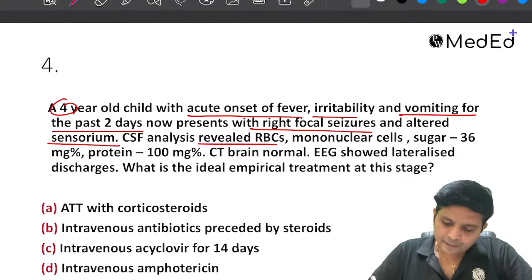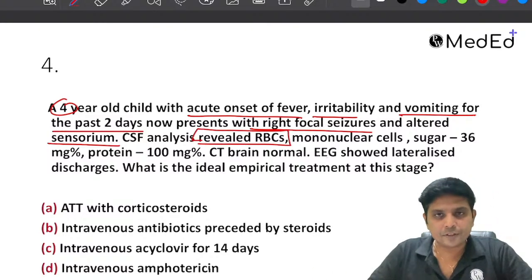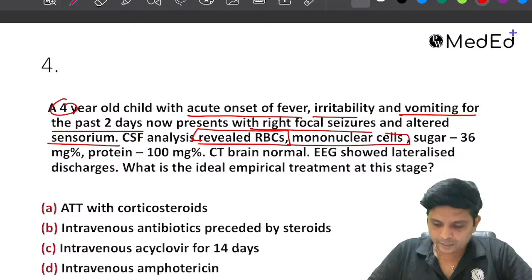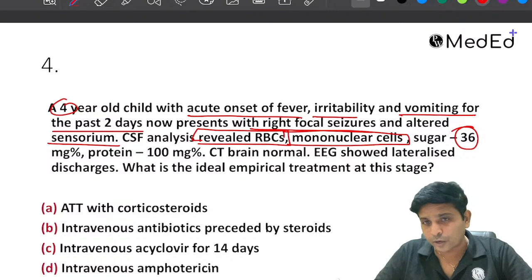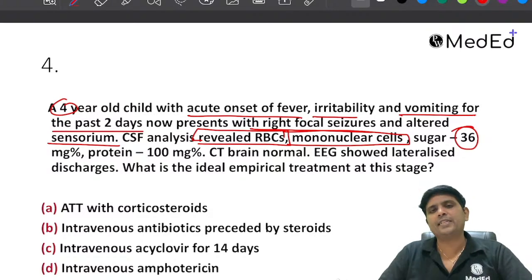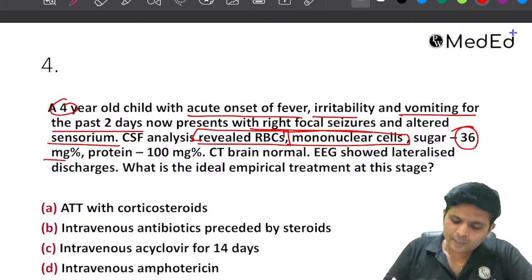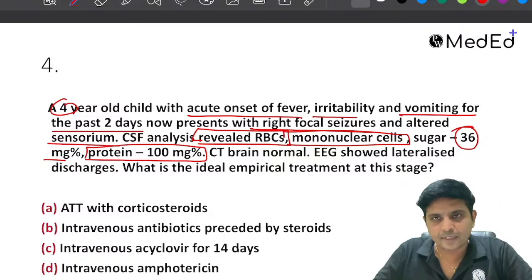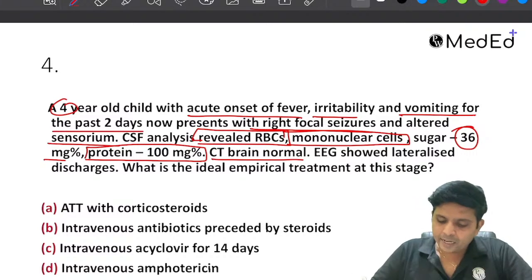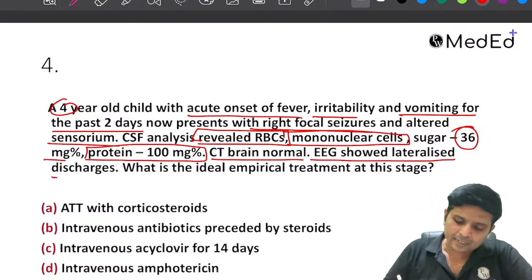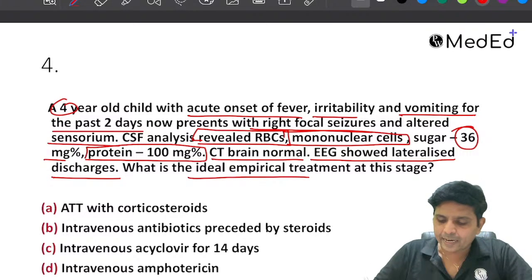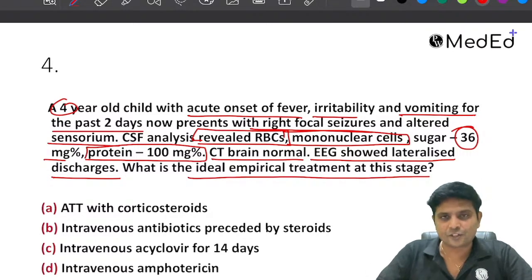CSF analysis revealed RBCs, mononuclear cells, that means lymphocytes, sugar 36, it is low but not that much low to the extent of bacterial meningitis. Proteins are usually 40 here, little bit elevated, 100 milligram per deciliter. CT brain is normal. EEG revealed lateralized discharges. What is the ideal empirical treatment at this stage?